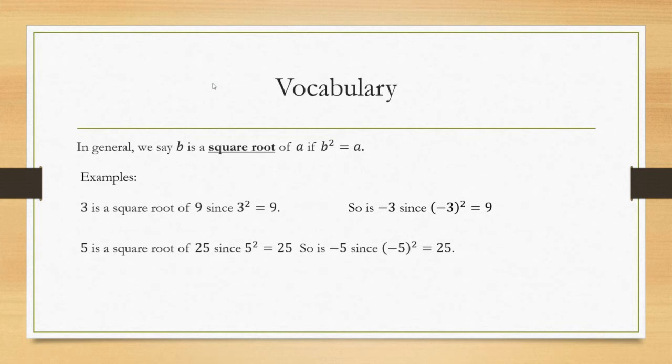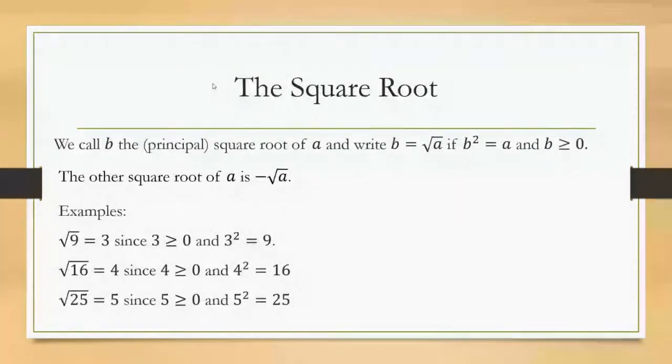Well, if we have 2 square roots, then one can ask, which is the one we care about? Which do we use? That's where the notion of the principal square root comes in. The principal square root of a is denoted by this symbol, as you can see. And it's by definition the non-negative square root of a.